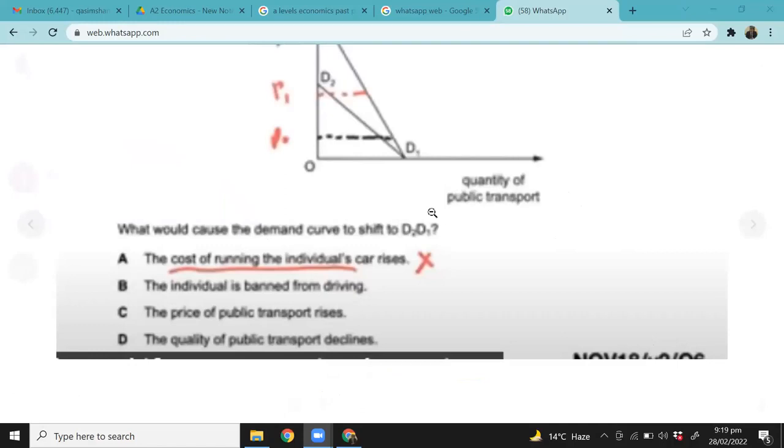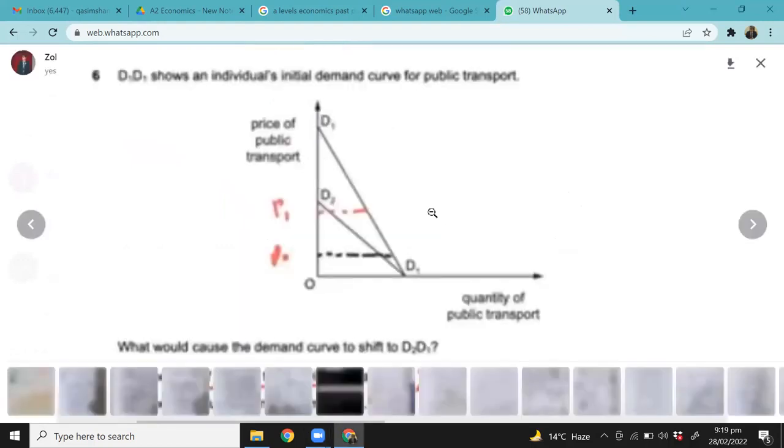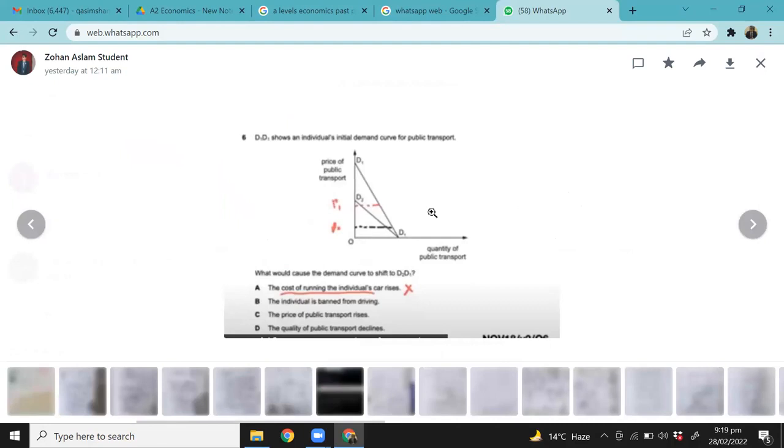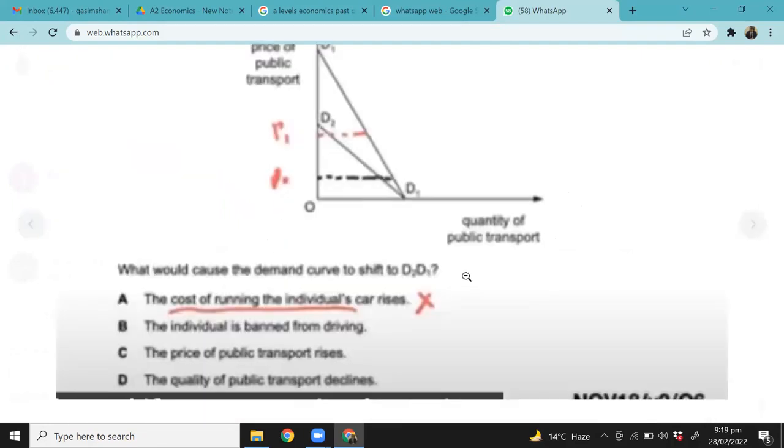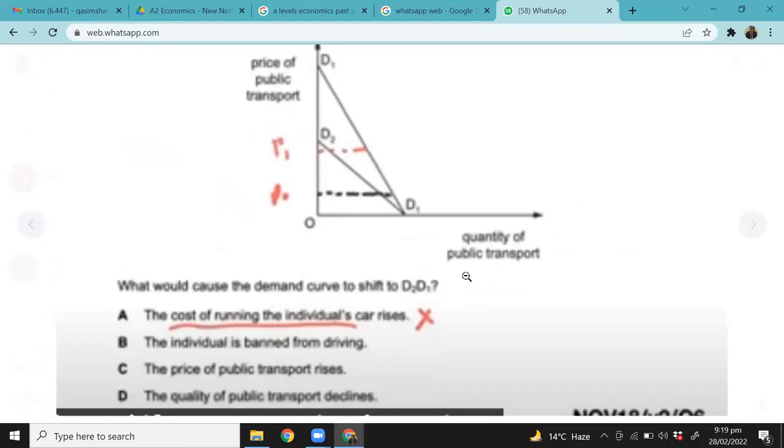Now, knowing that the demand curve has decreased, what should be the correct answer? Students, are you following me? Let me read the options for you. The cost of running an individual's car increases. The cost of running an individual's car rises and the individual is banned from driving. The price of public transport rises. The quality of public transport decreases.